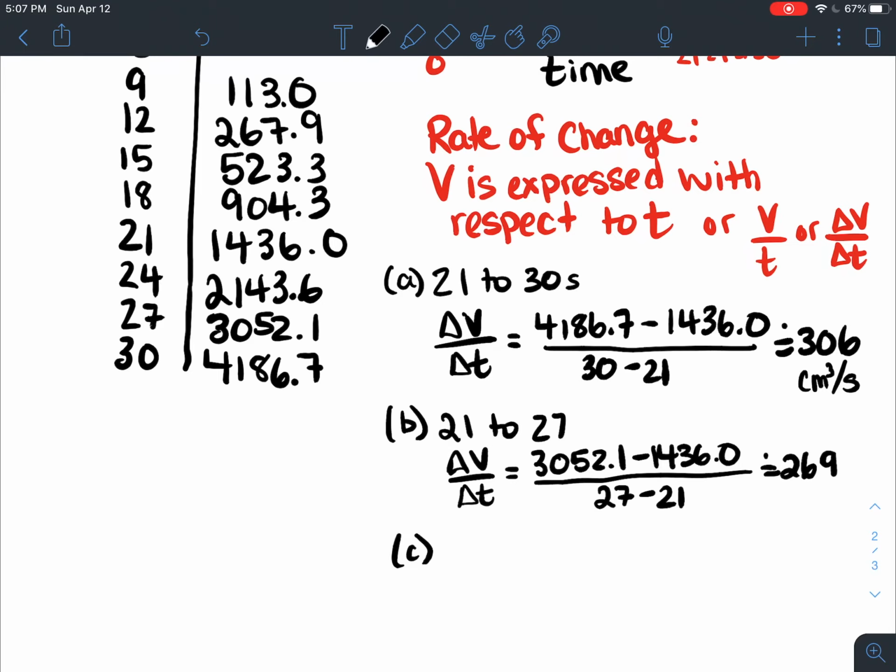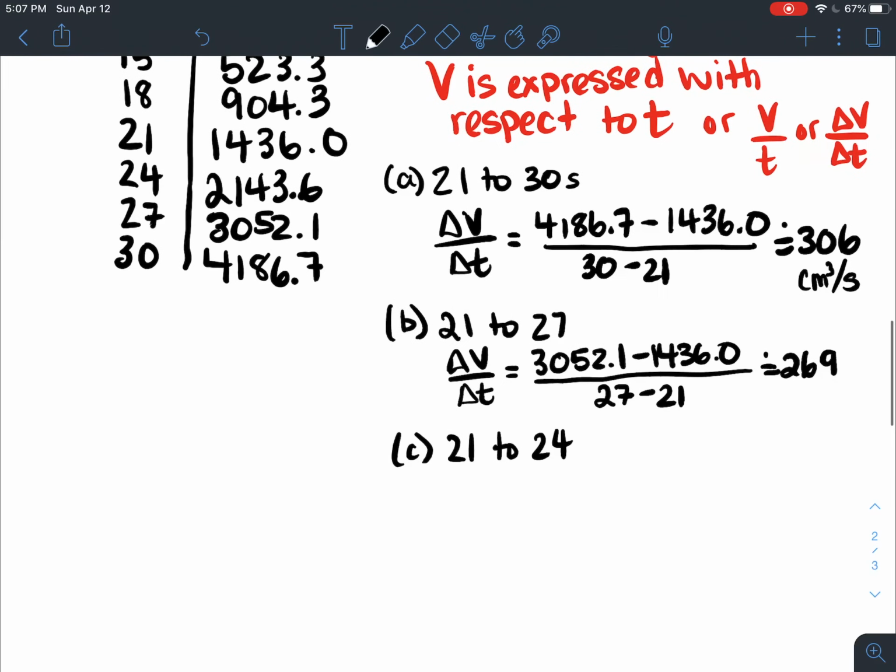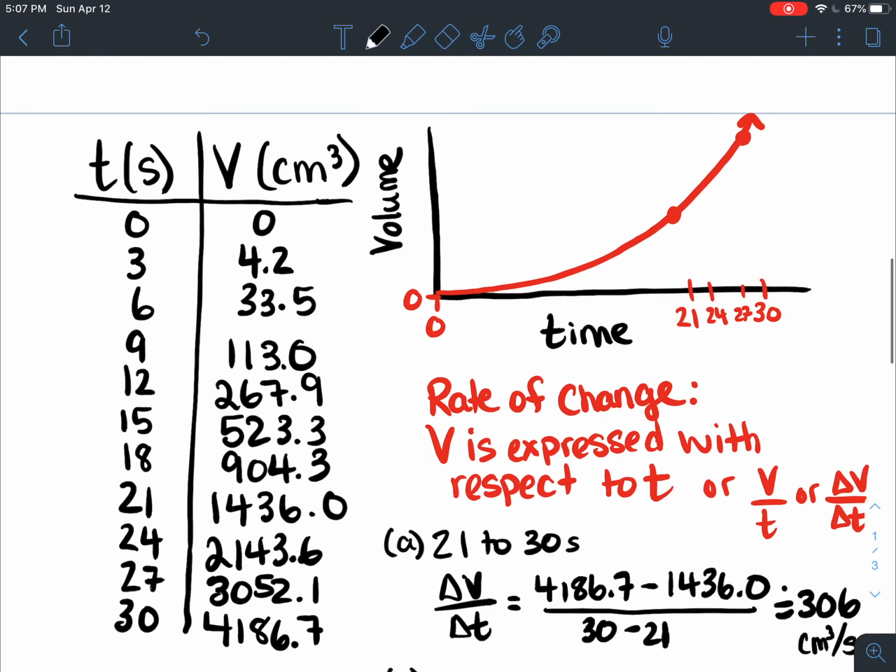And then if I did it again, but did 21 to 24 seconds, I'm just trying the average rate of change, so change in volume divided by change in time. I'm not going to show my work for this one, but I'll get roughly 236 centimeters cubed per second. So I'm getting closer and closer intervals to 21. I'm finding this rate of change, then this rate of change, then this rate of change. So my lines are all getting slightly less steep. It's a rough drawing there.